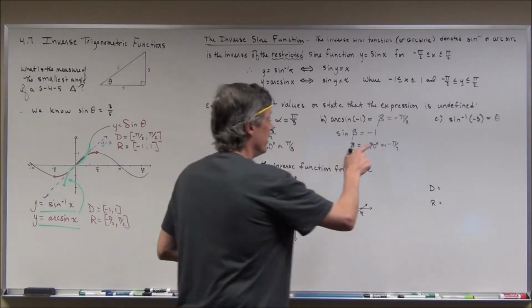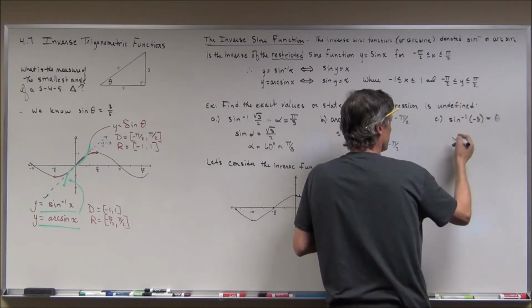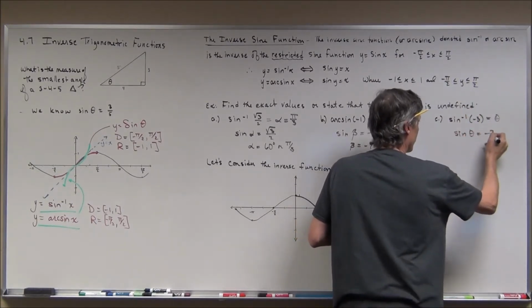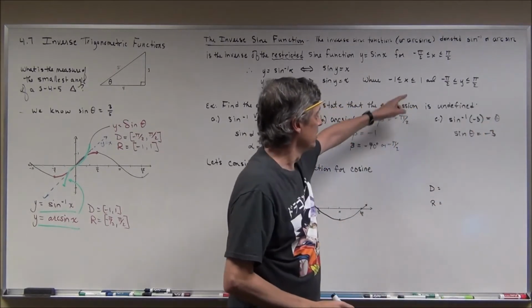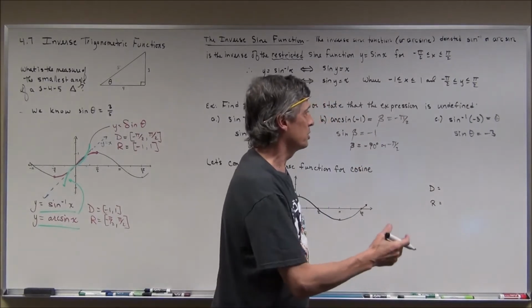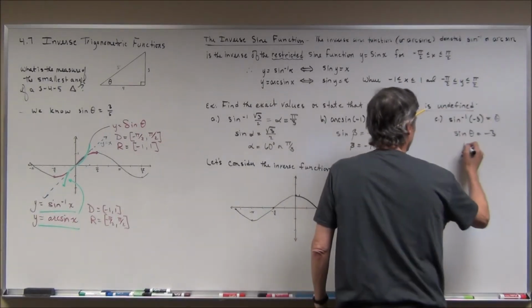Okay, now, this is an angle between negative 90 and 90 degrees inclusive, such that the sine of this angle is negative 3. Oh, stop right there. There's no way that we can come up with a value here, because we know sine is never smaller than negative 1. So in this case, we're going to go ahead and state that it's undefined.